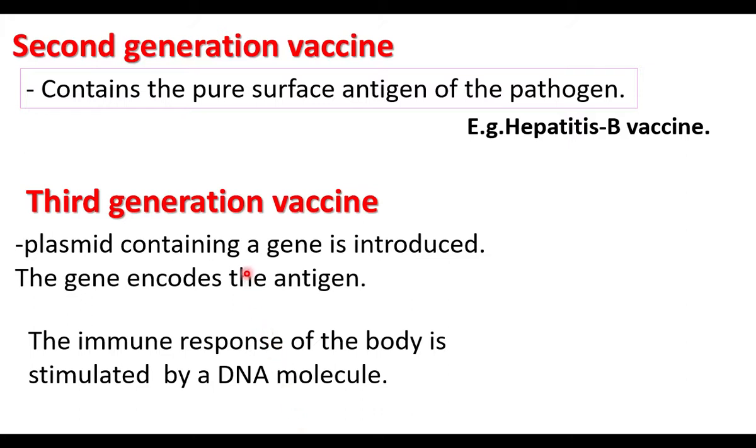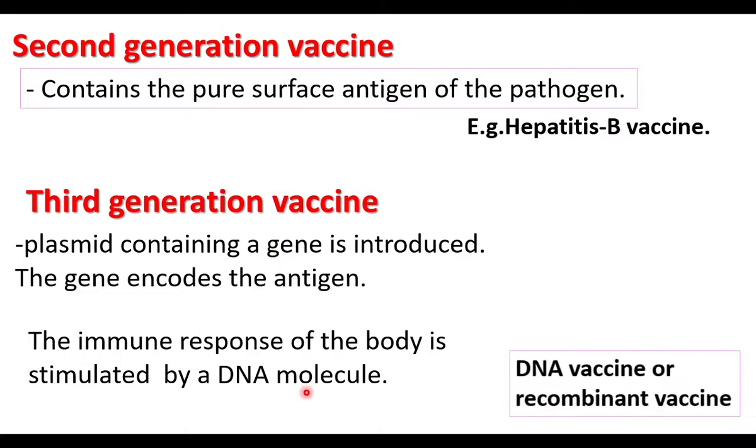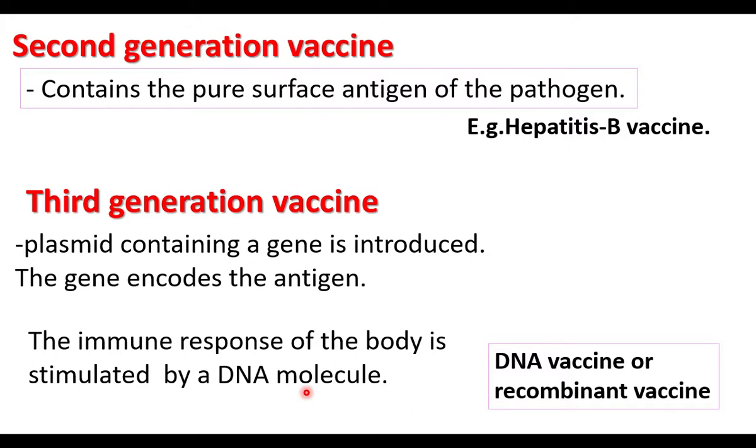Here the vaccine introduces a gene into the host cell. That gene carries information for an antigen. So this antigen is produced by the host cell itself. Here immune response is stimulated by a DNA molecule, that is a gene. So sometimes this vaccine is called a DNA vaccine or recombinant vaccine. We will discuss this vaccine in chapter 9.